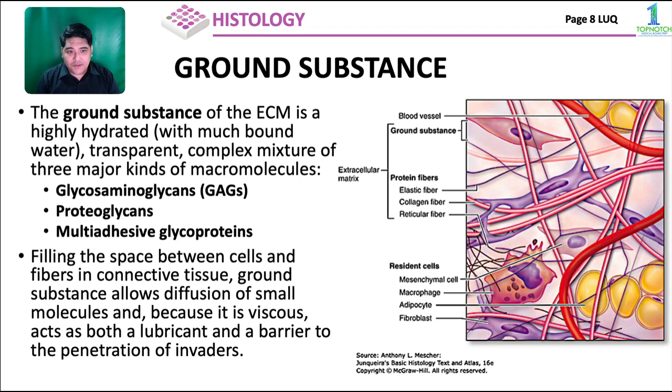And ground substance or your GS, filling the space between the cells and fibers in connective tissue, and it allows the diffusion of small molecules, and because it is malapot or viscous, it also acts as both a lubricant and a barrier to the penetration of invaders. So as a form of protection.